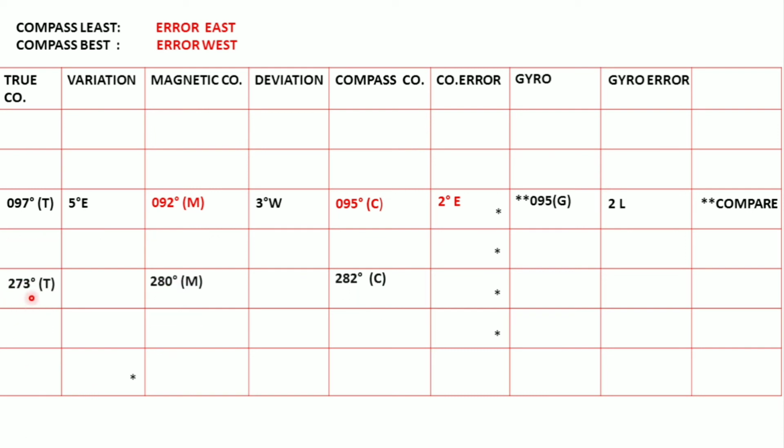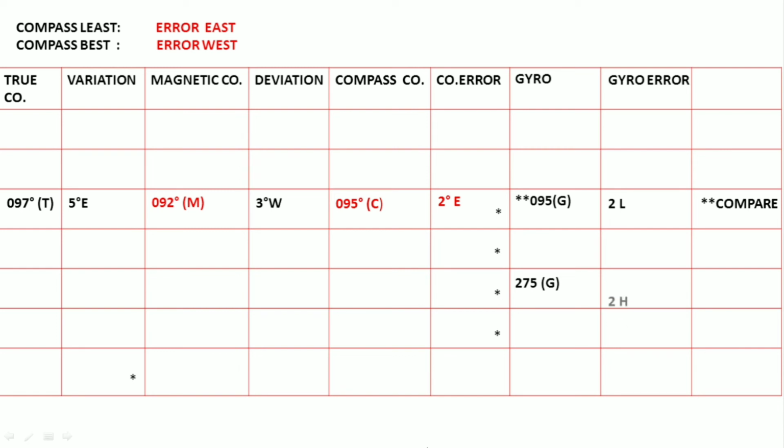Now here he has given me true, magnetic and compass. I can find out my compass error. Compass best, error west. Here, compass best, error west. Compass best, error west. Now you can see variation plus deviation is 9 degrees west. So again a question of just comparing compasses.